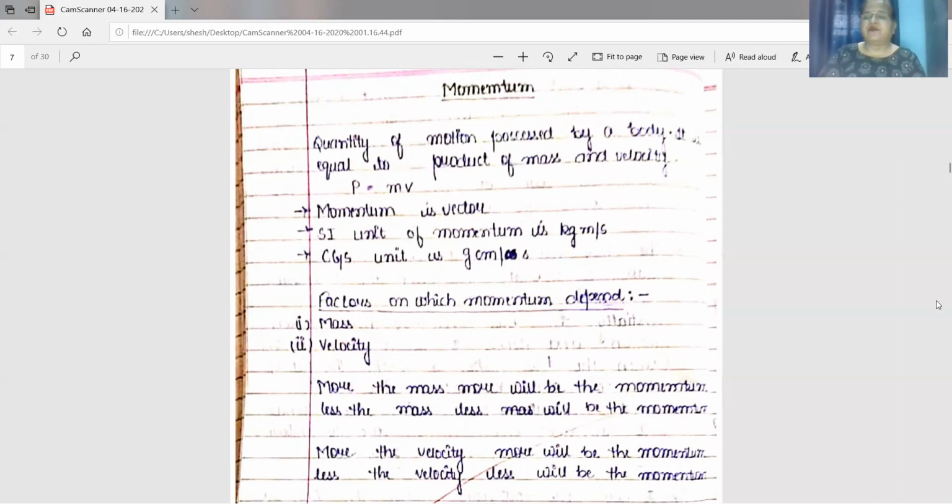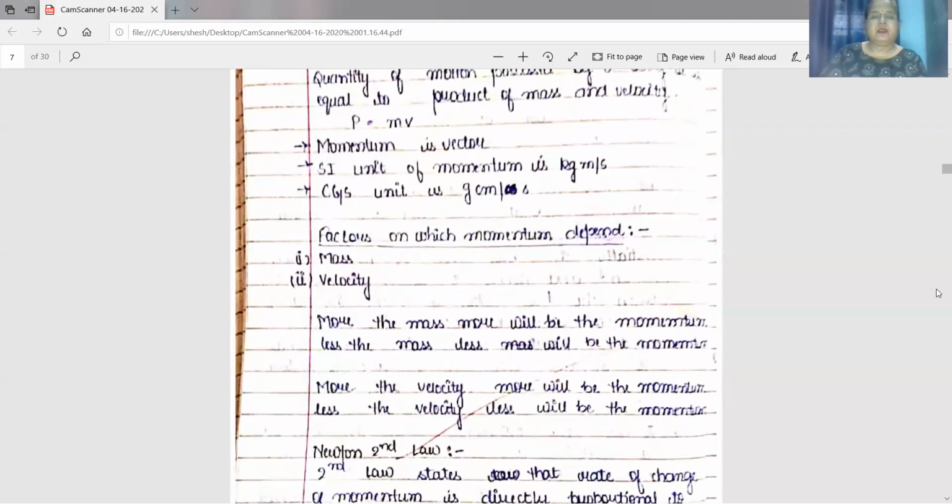Now, the factors on which momentum depends: mass and velocity. More the mass, more will be the momentum. Less the mass, less will be the momentum, meaning directly proportional. It also depends upon velocity. More the velocity, more will be the momentum. Less the velocity, less will be the momentum.